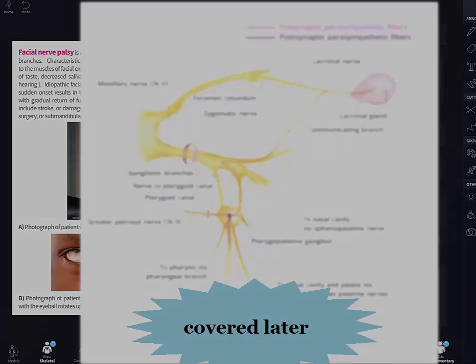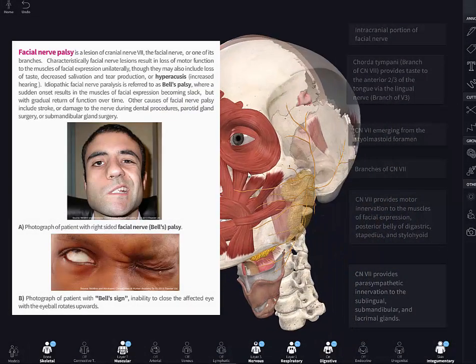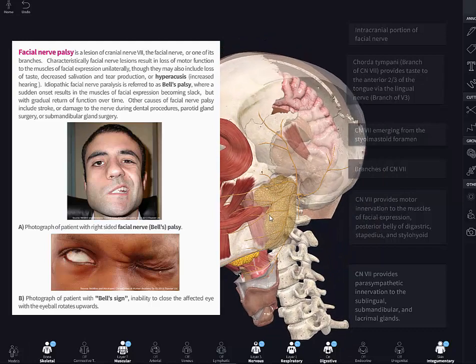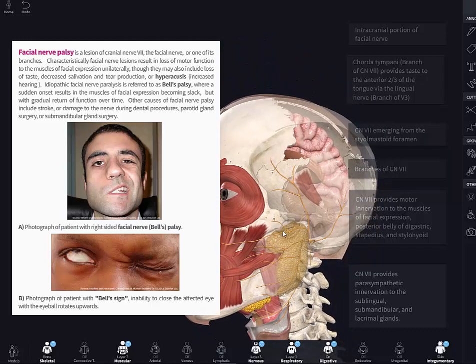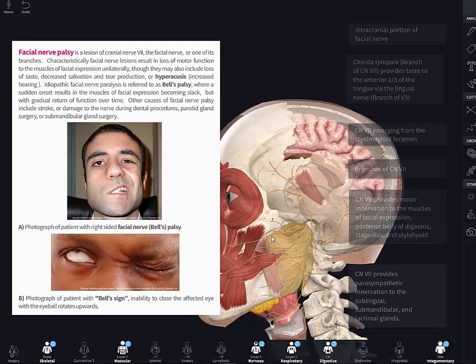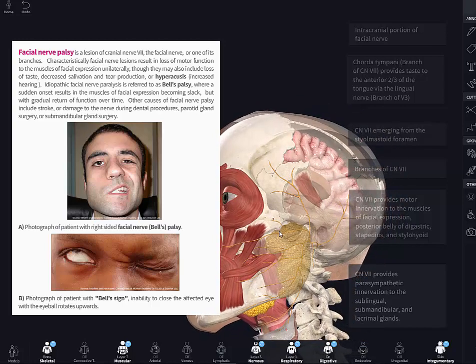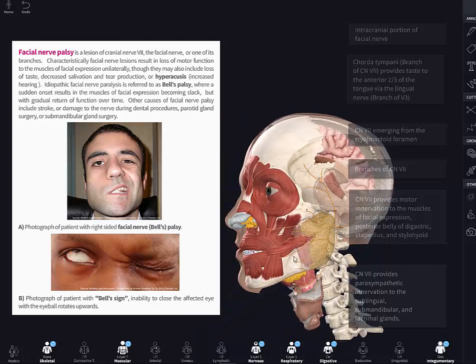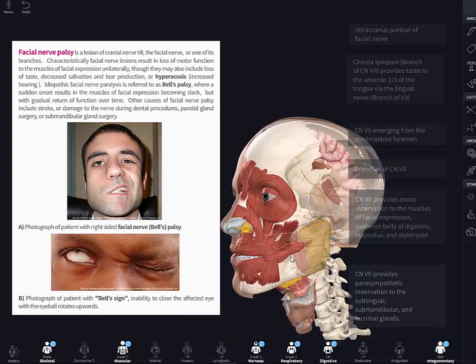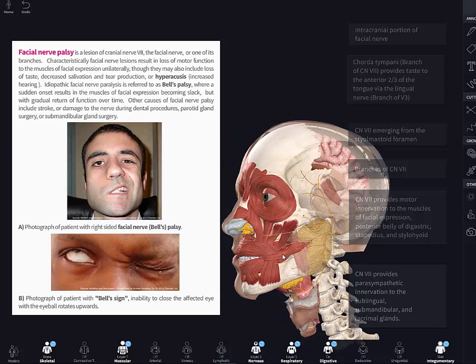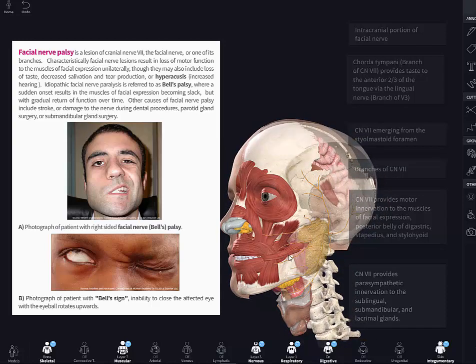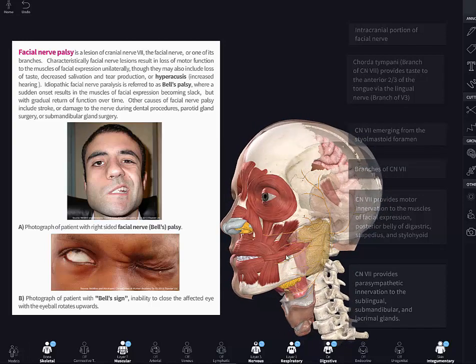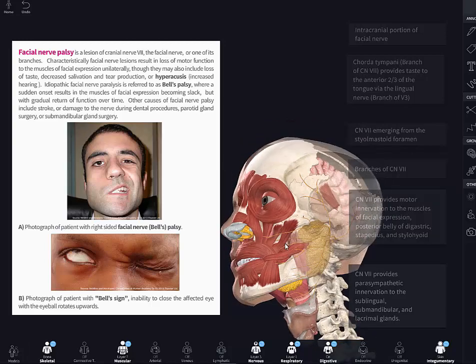Okay, so this can happen idiopathically as well, so without a known cause, and then it's called Bell's palsy. That means you suddenly wake up one morning and you have a loss of muscles of facial expression. They're all slack, but over time, gradually, they will return little by little. Other potential causes for facial nerve paralysis or palsy include stroke, damage to the facial nerve during surgery, that could be dental procedures or parotid gland surgery or submandibular gland surgery.